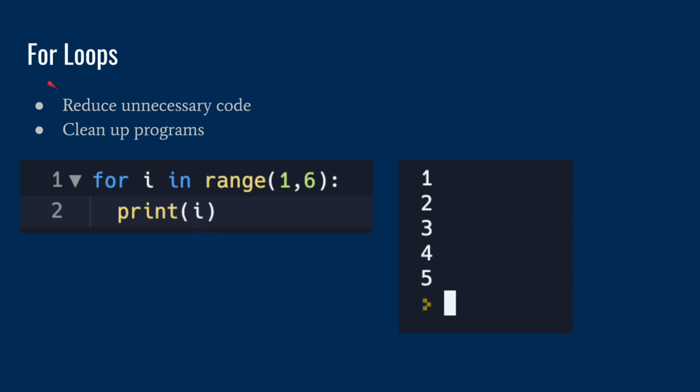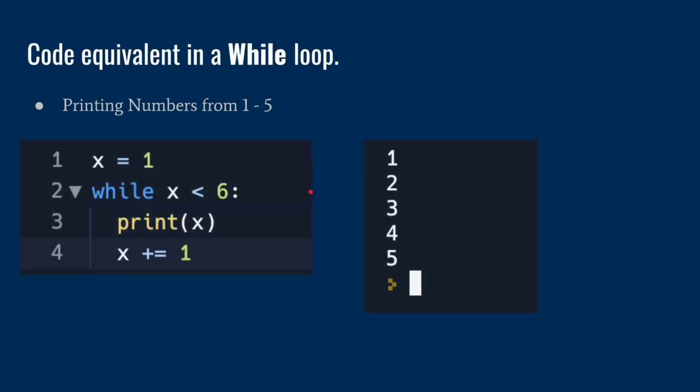So first let's go back and recap for loops. For loops reduced unnecessary code and they cleaned up programs. And here's an example of a for loop that prints the numbers 1 to 5. As we looked at before, the second value is 6 because it means numbers up to 6 but not including 6. So now let's look at the code equivalent with the while loop.